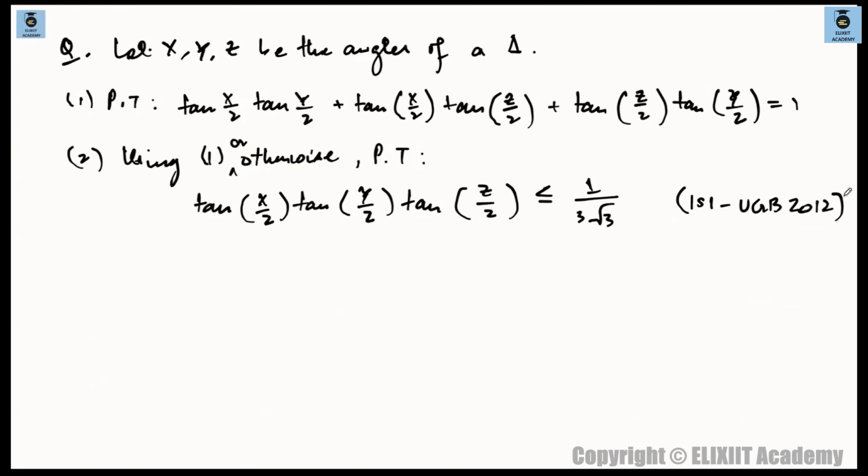Read the question. What does the question say? Let x, y, z be the angles of a triangle. The first part is saying prove that tan x by 2 into tan y by 2 plus tan x by 2 into tan z by 2 plus tan z by 2 into tan y by 2 is equal to 1. Let us focus on the first part first, and then we'll come into the second part.